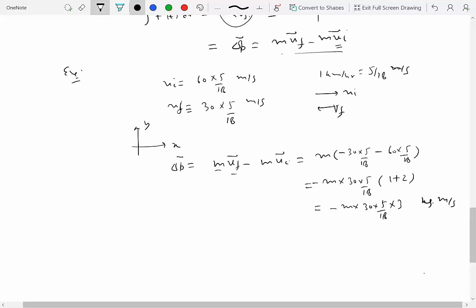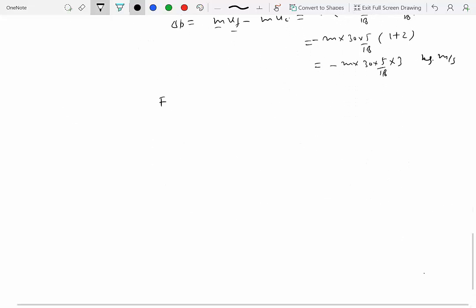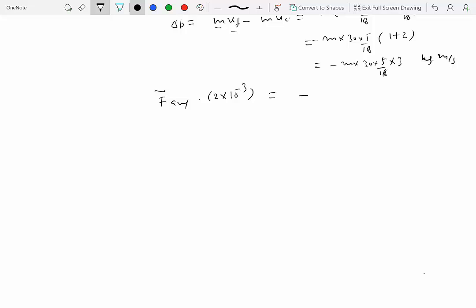Okay, now we know that this is equal to F average times delta t, right? Because we are trying to estimate the magnitude of the collision force. So we can write that F average times delta t. Let's say the impact lasted for 2 milliseconds. So that's 2 times 10 to the power minus 3, equal to minus, now we'll substitute some numbers. So M is, let's say, 500 kilograms, and 30 times 5 over 18 times 3. Okay, so let's do this calculation. So this comes out to minus 12,500.